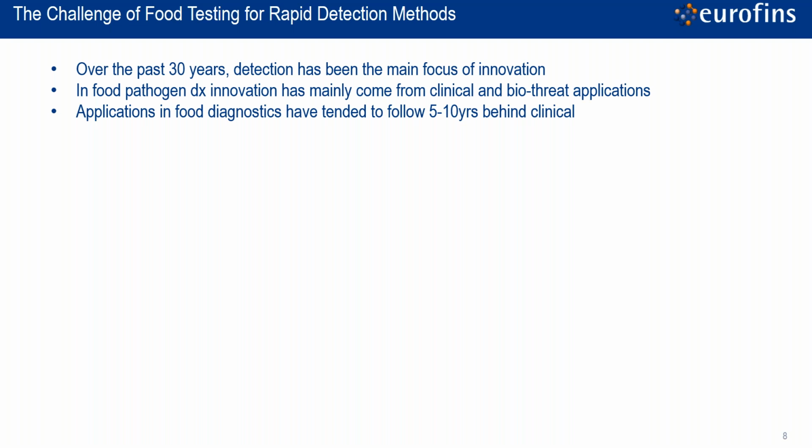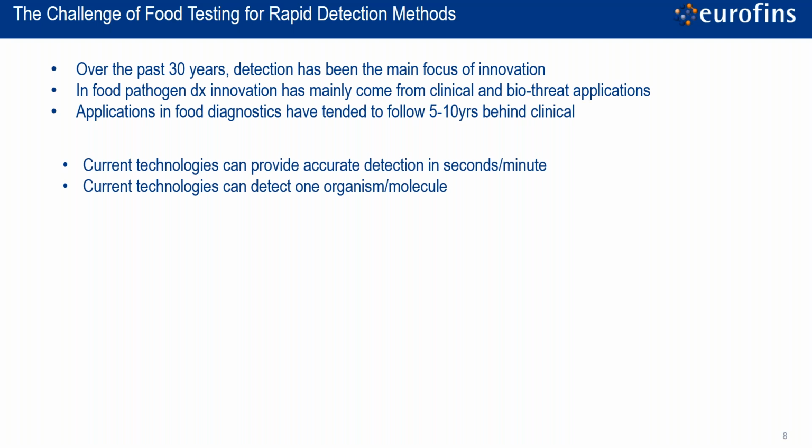So if you look at the past 30 years, the focus really has been on detection. It's really been the main focus of innovation. And the innovations have really come, at least in food pathogen testing, from the clinical diagnostics world, and more recently from the biothreat applications. And typically the food diagnostic testing technologies are 5 to 10 years behind what you see on the clinical side. There are technologies currently that can provide accurate detection in seconds or minutes, and we can detect a single organism or molecule.